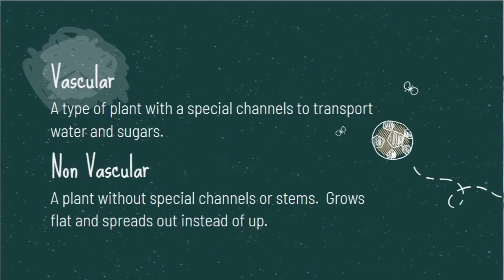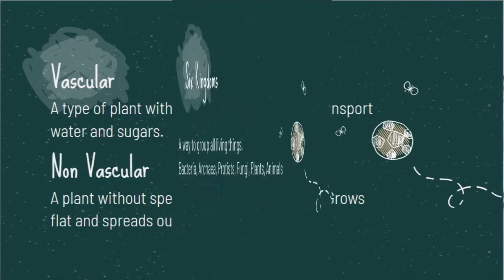The next two vocabulary words are about plants. Vascular and non-vascular. Vascular plants have special channels to transport water and sugar to different parts of the plant. They usually have some sort of stem. Non-vascular is a plant without these special channels or stems. They usually grow flat and spread out along the ground.